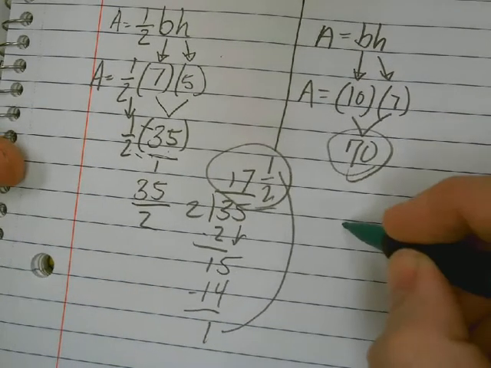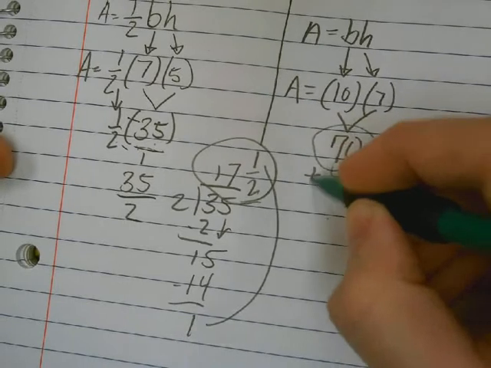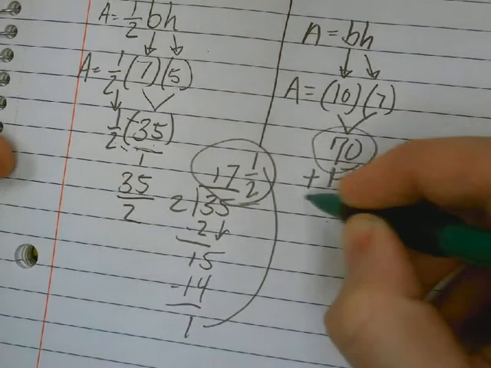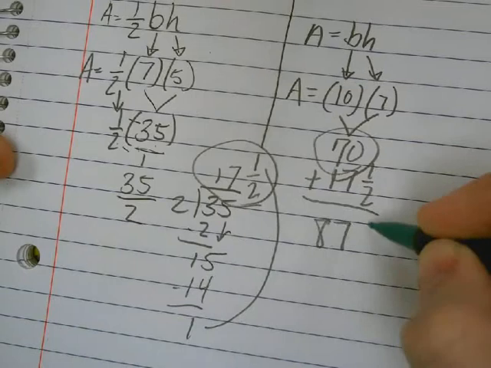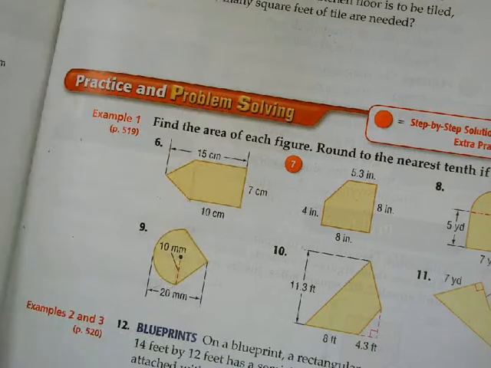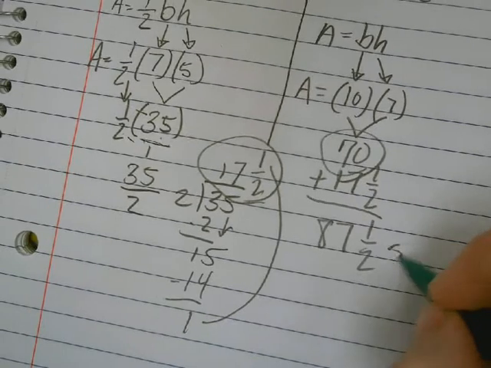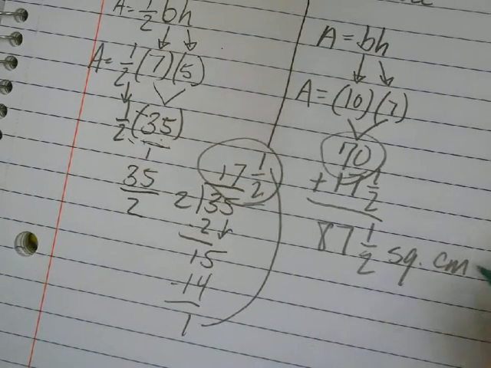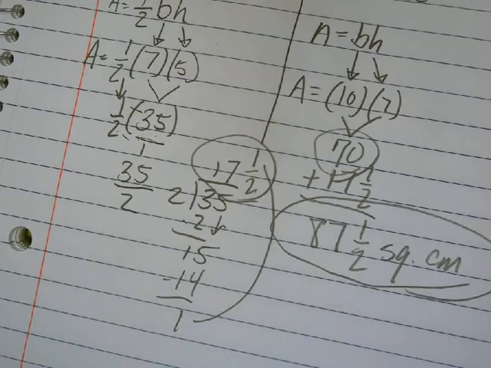Now I need to combine them together, so I'm going to do 70 plus 17.5. That's going to be 87.5. And then let's look at our units. We got centimeters. So that's square centimeters. Alright, so that's the first problem. So hopefully at this point you are catching on.